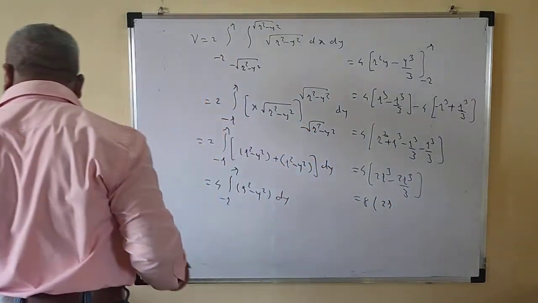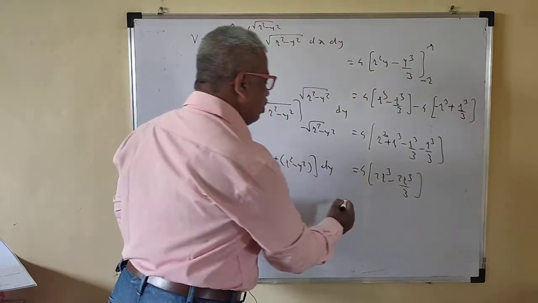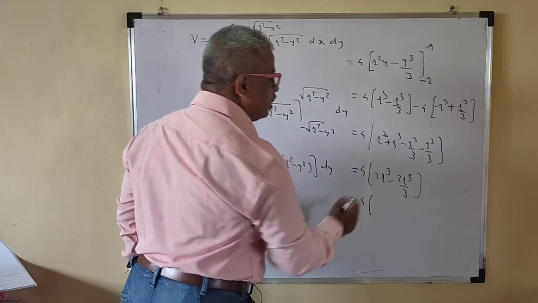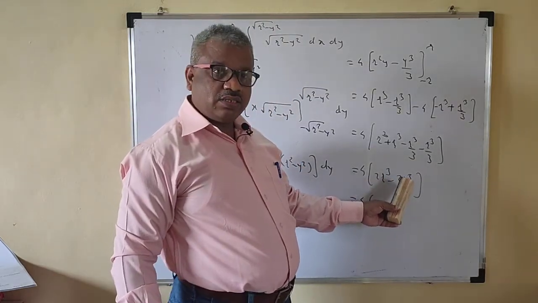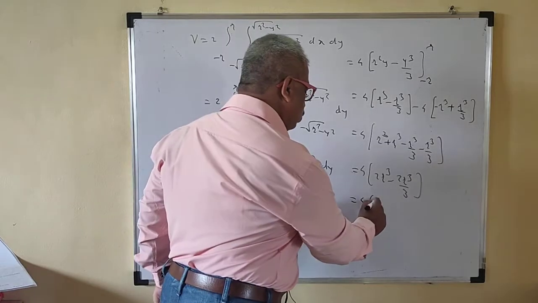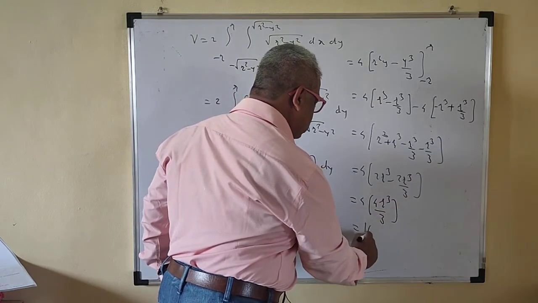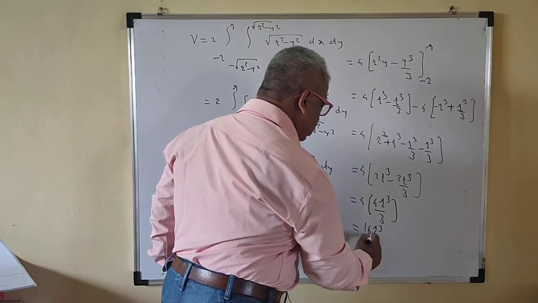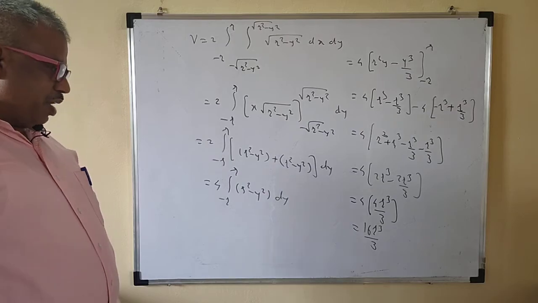Otherwise you can directly do the calculation. This is 6 minus 2, that is 4. So this is 4 r cube by 3. So this is 16 r cube by 3. This is your required answer, right? So your volume is 16 r cube by 3.